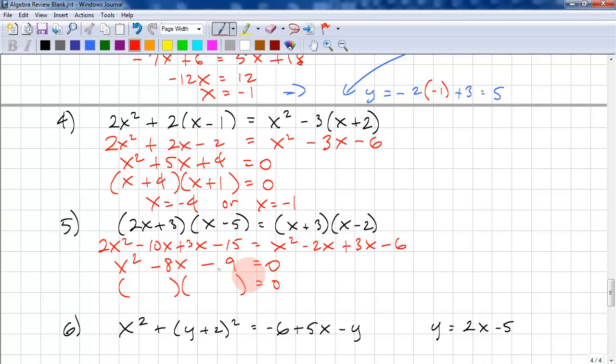This time we have a difference, and when the difference is 1 less, or 1 more, however you're looking at it, we know it's, again, the constant term and 1. And it's minus 9 because the negative is bigger, so we have plus 1. And our answer is x equals 9, or x equals negative 1.